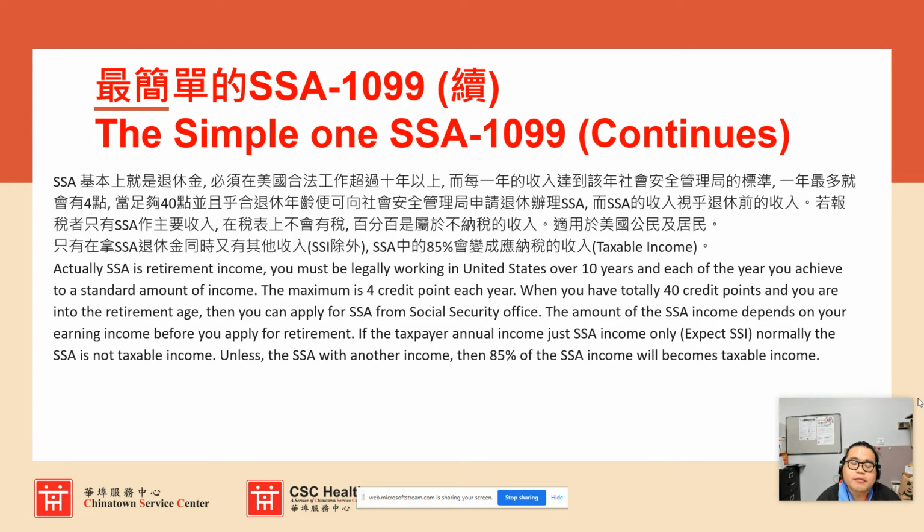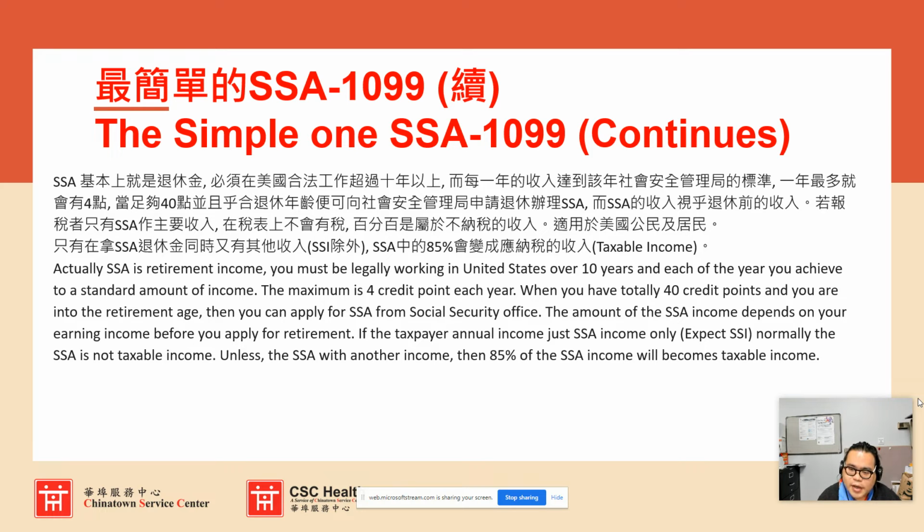And SSA, like I said, is really different from SSI. SSA is a retirement benefit provided by the Social Security Office. You must have legally worked in the United States for over 10 years, and each year you need to earn a certain amount to fulfill 4 credit points on your Social Security record. When you have the full amount, meaning 40 credit points or above, and you have reached retirement age, you can call the Social Security Administration to get your SSA.